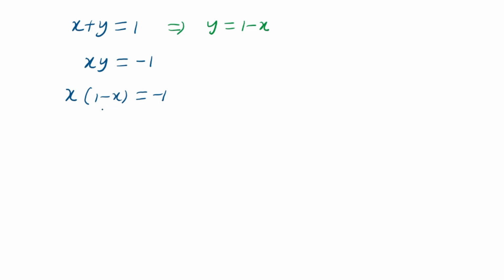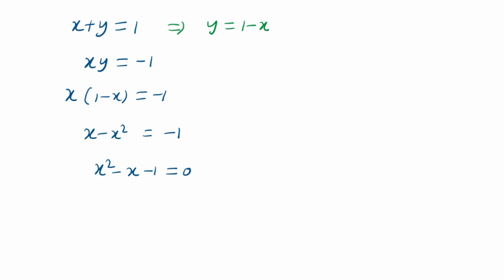This x is multiplied by 1 minus x, then you will get x minus x square, and this equals minus 1. Now if we take all the expressions to the same side, then x square minus x minus 1 equals 0. Here we have a quadratic equation in terms of x. This quadratic equation is not factorizable.